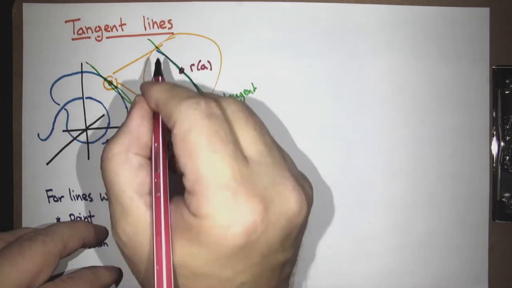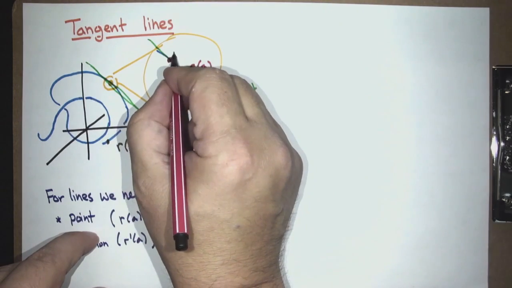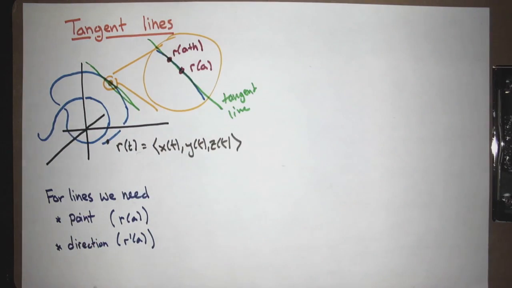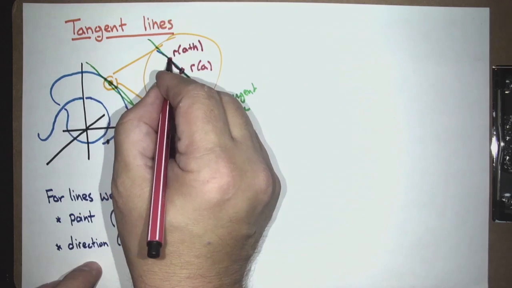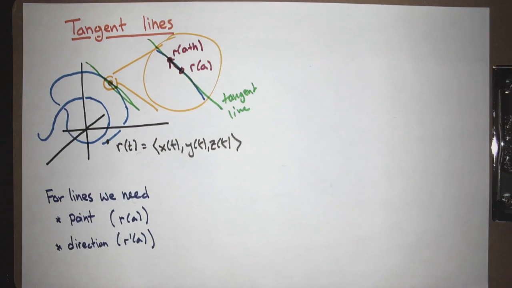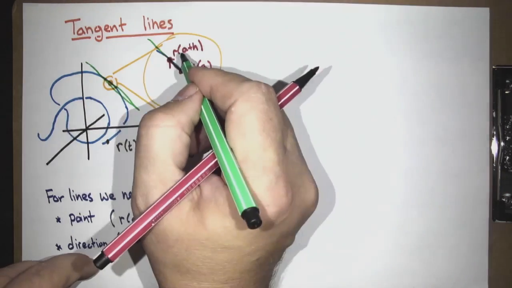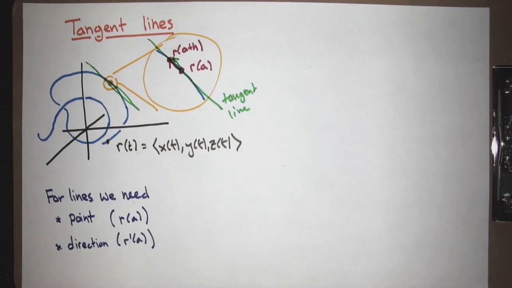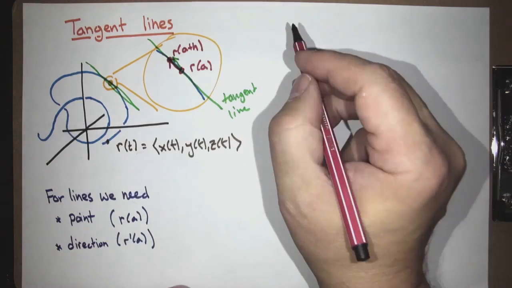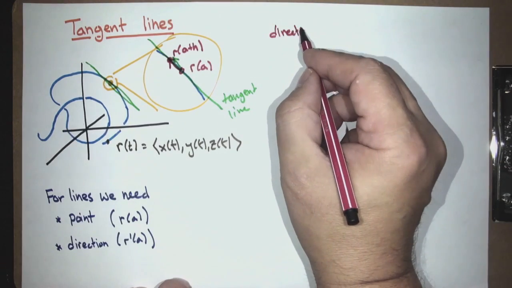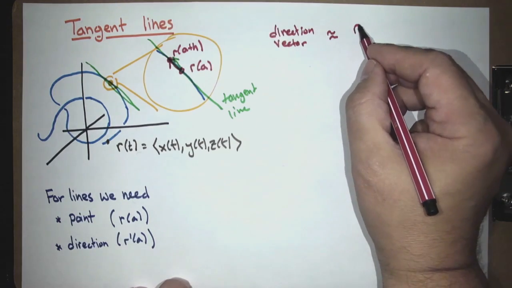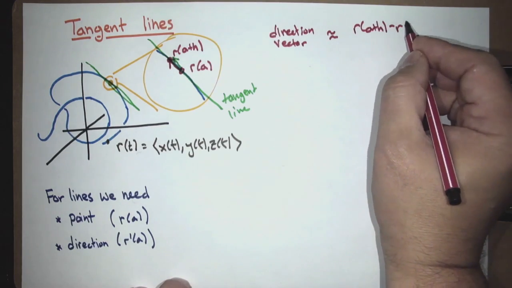But the idea was you say, just move a little bit. So let's move a little bit on the curve. So here I've moved a little bit further down. And if you look at this direction vector from r of a to r of a plus h, you'll notice it's very, very close to the direction vector of the tangent line. Now, it's not exactly the direction vector. It's going to be a little bit off, but not bad. So we say, okay, the direction vector is approximately, this is our intuition, r of a plus h subtract r of a.